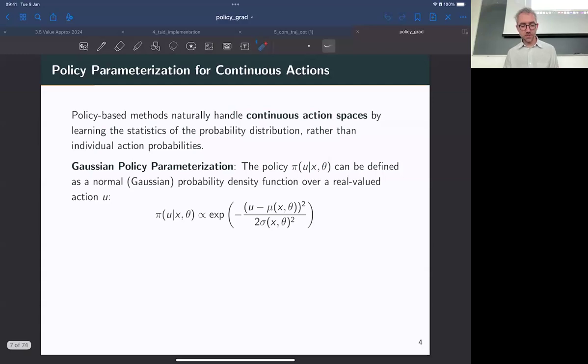So a very common choice for the stochastic policy is to use a Gaussian probability function. You simply parameterize the probability of taking the action u when you're in state x as being proportional to this exponential function. And that's exactly the probability density function of a Gaussian. So here you have the value of the action minus the mean of the distribution squared, divided by two times the variance.